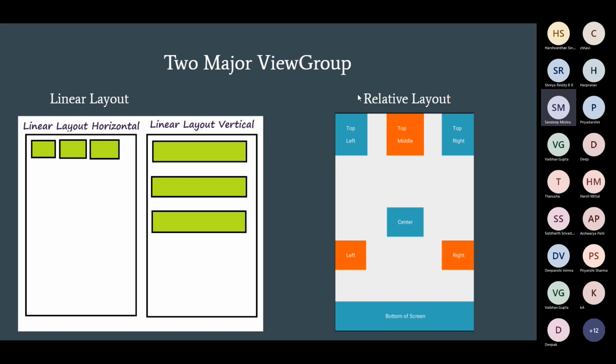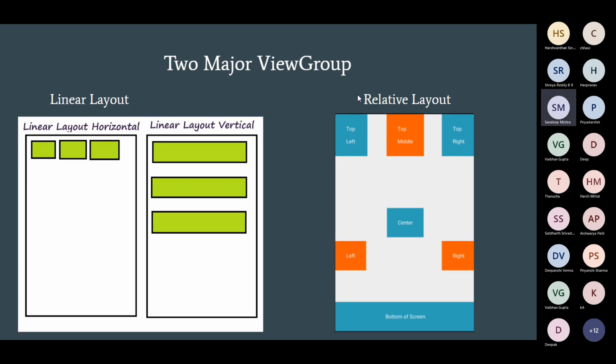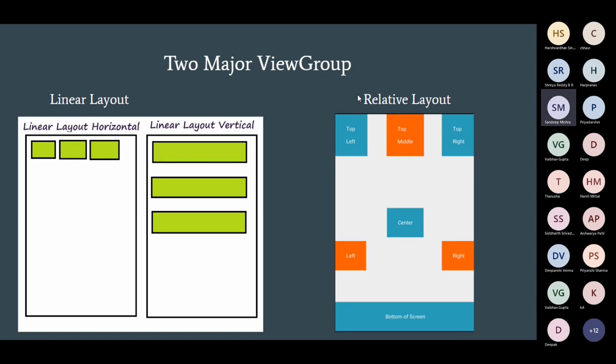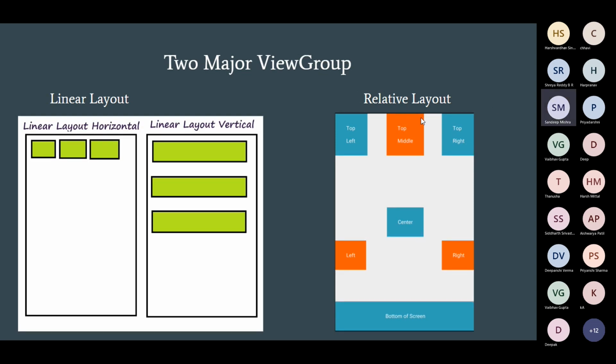I will explain each of them in the later slides. So linear layout is simple, like you can easily understand from the name itself. It is a type of layout where the views are arranged in a linear fashion. Either all the views will be in the horizontal phase or in the vertical phase.